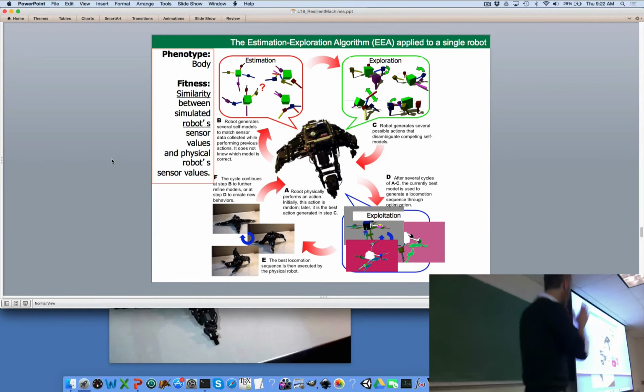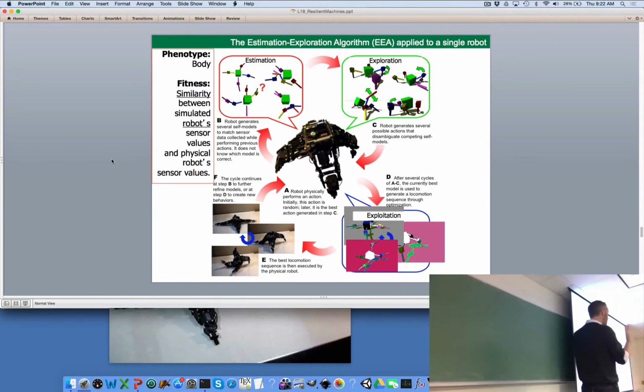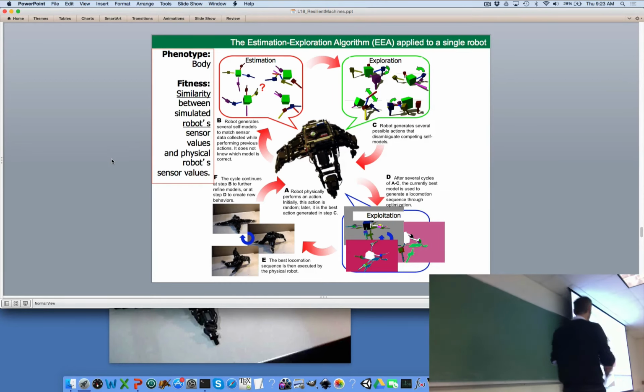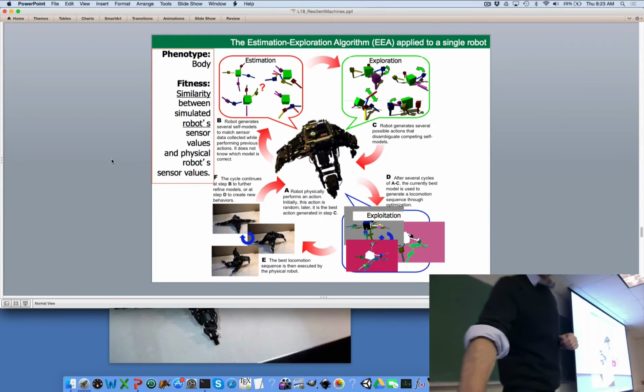Okay, so just to again use this to build up our intuition about evolutionary algorithms. Remember our discussions about genotype to phenotype. In this evolutionary algorithm here, the phenotype, the thing that's being evolved, is the body. How are the 9 pieces put together? What are the sizes? What are the volumes of those 9 pieces? And the fitness is the similarity between the sensory repercussions of that simulation and the physical robot.